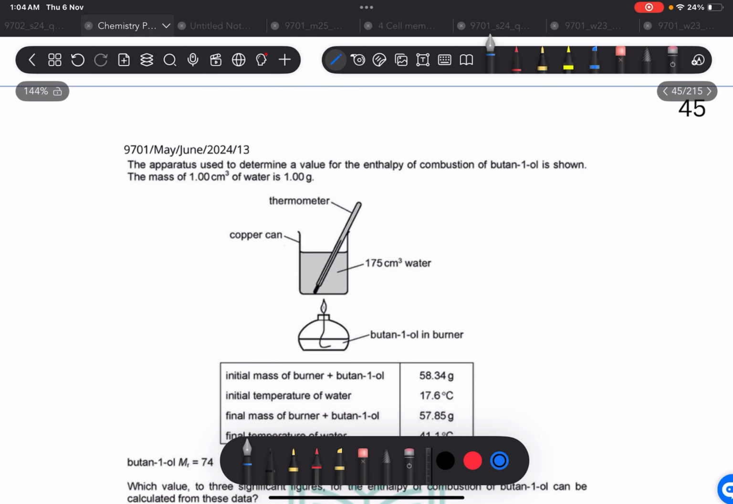This was easy. The apparatus used to determine the value of the enthalpy of combustion of butan-1-ol is shown. The mass of 1.00 cm cube of water is 1 gram. Okay, we have 175 cm cube of water. We have a thermometer dipped. We have a copper can. Copper is a very good conductor, so you know one thing, that heat is going to be lost from the container. So this is not an advisable apparatus for measuring the enthalpy change, I'd say.